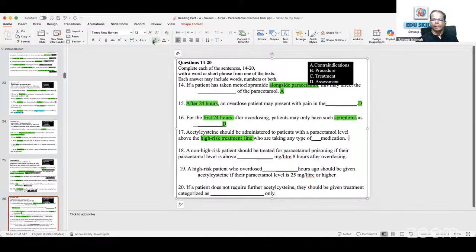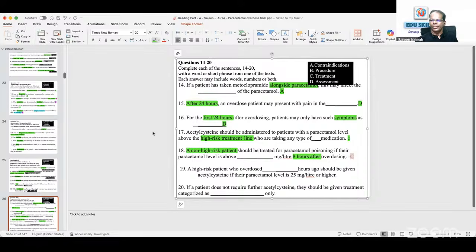Then 18. A non-high risk patient should be treated for paracetamol poisoning if their paracetamol level is above dash milligrams per liter 8 hours after overdosing. Same further, non-high risk, the diagram. Non-high risk and high risk, treatment is different.